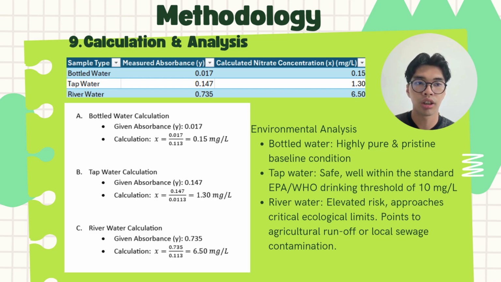Based on this calculation, we did an analysis. Bottled water is highly pure, a pristine baseline condition, and tap water is safe, well within the EPA and WHO drinking threshold of 10 mg per liter. And river water is at elevated risk, approaching the critical ecological limits, and points to agricultural runoff or local sewage contamination.